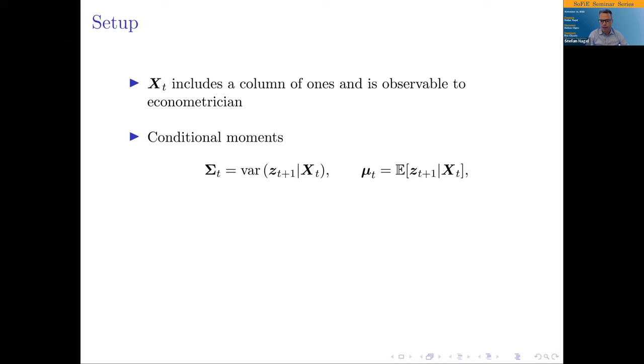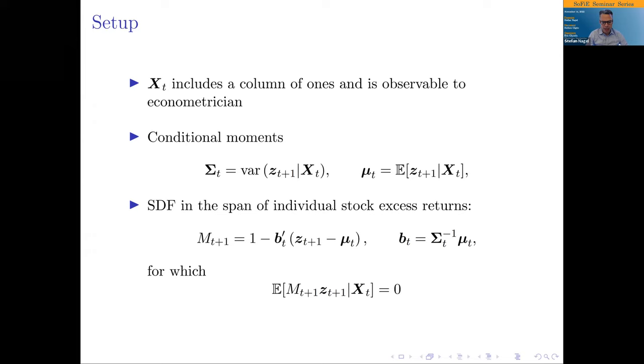Okay. And then we know that once you have these conditional moments, you could construct an SDF that perfectly prices these assets. And the weight vector B_t in that SDF would just be the mean variance efficient portfolio weights. So this is kind of standard. Now let's go to factor construction.